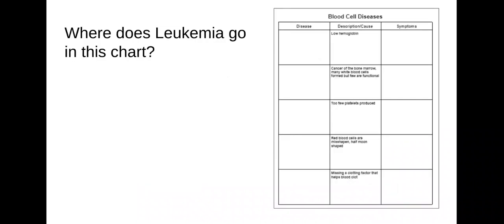So we're going to go in our notes to this chart. We're going to read these causes or descriptions and figure out, where does leukemia go? And you'll notice leukemia goes right here because it's cancer of the bone marrow. Many white blood cells are formed, but few are functional. So we're going to write leukemia here.